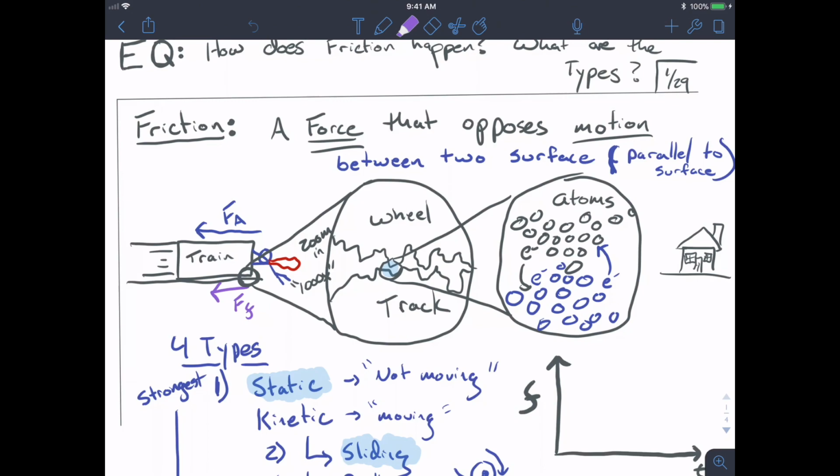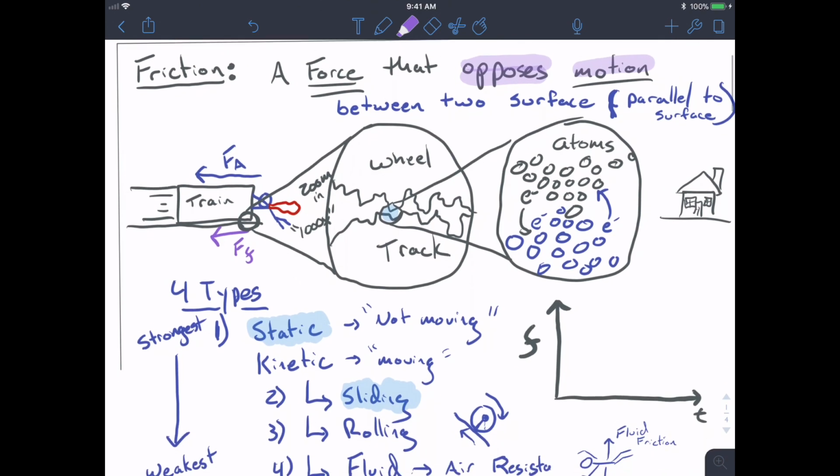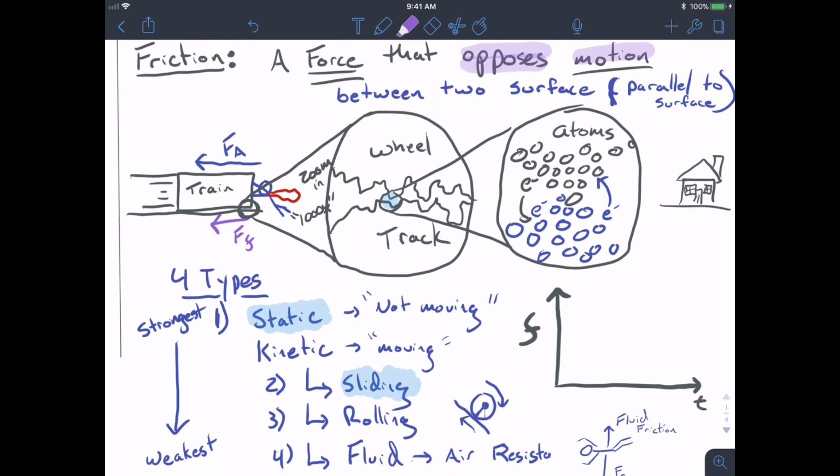So remember, friction is a force that opposes motion. It doesn't oppose necessarily the applied force. In fact, that was the example I wanted to do down here. It opposes the motion of the object, and it's always parallel to the two surfaces. So we had this example, say there's a runaway train and Superman is coming in to save the day. Superman is actually applying a force, in this case, in the same direction as the force of friction because we are trying to oppose the motion of the train.